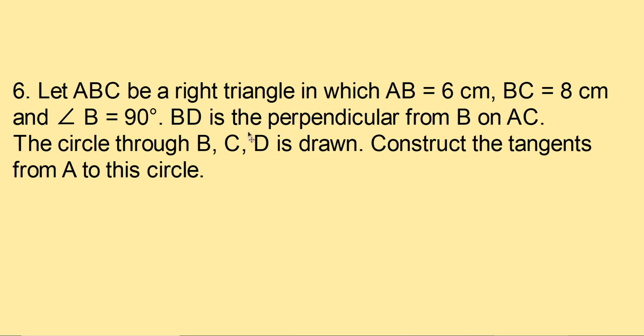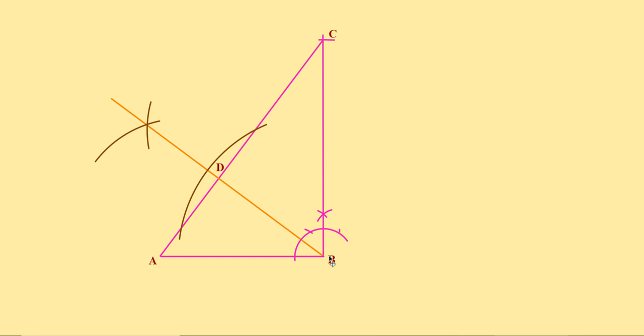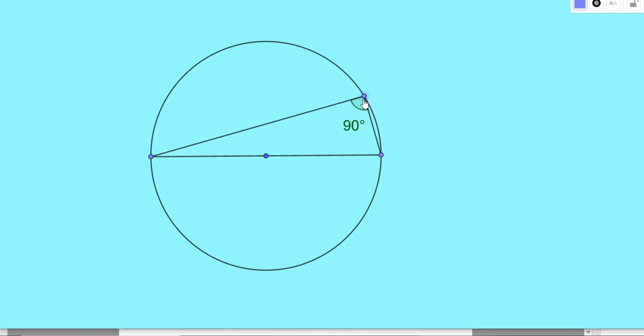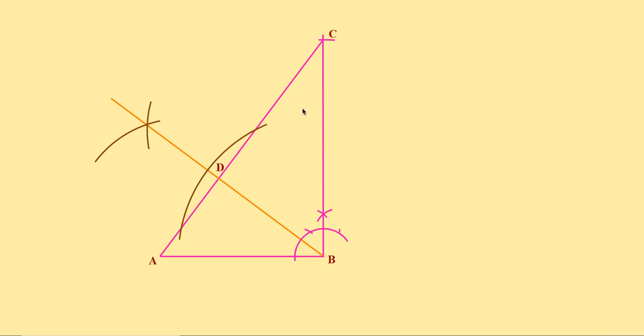Now what you have to do? The circle through B, C and D is drawn. You know that the angle in a semicircle is always 90 degree. Here angle D is 90 degree. So you have to draw a circle through B, D and C. You have to draw a circle with the diameter BC. It will pass through D.